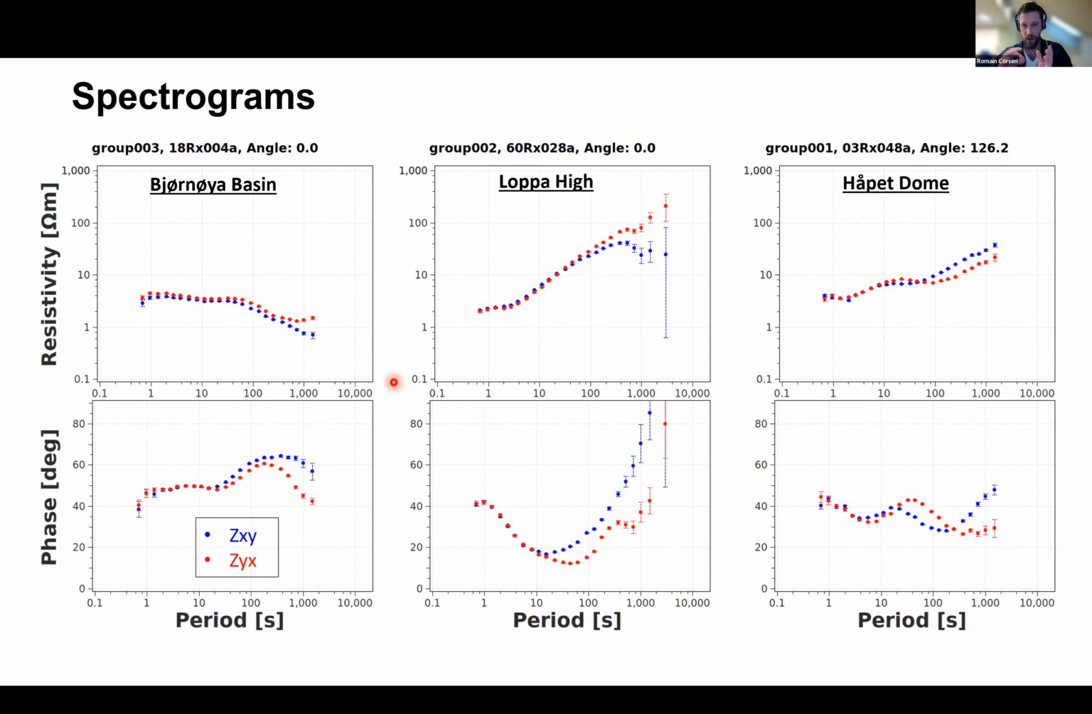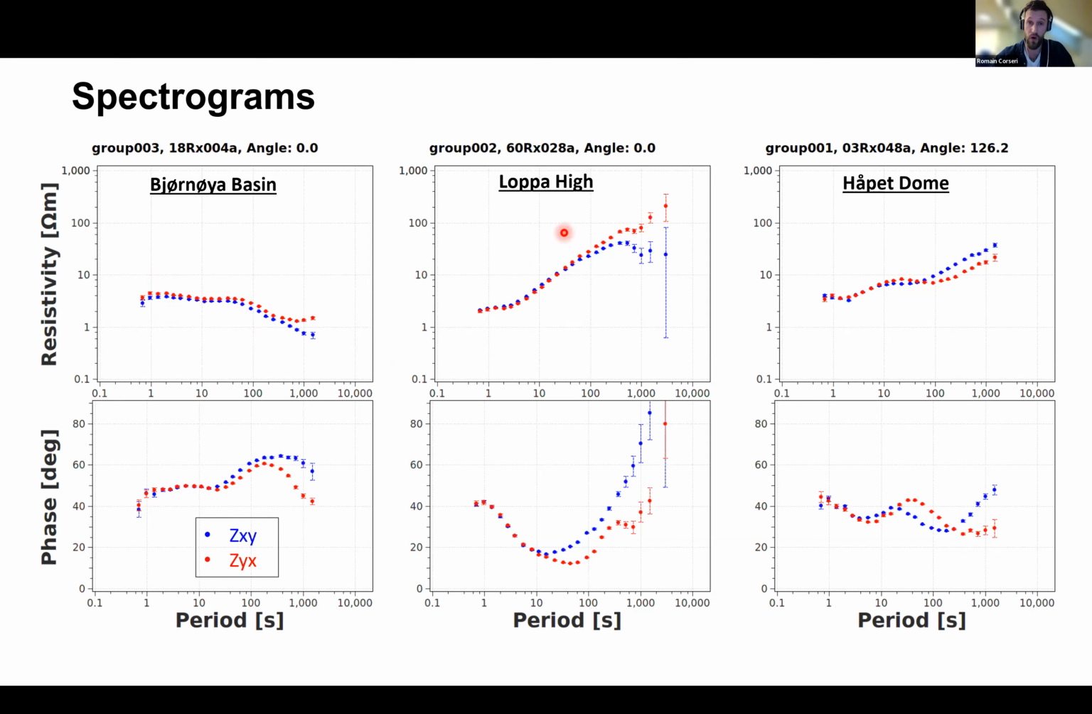To show how the data looks, I picked a few examples that are, I think, quite important. You can see the diversity of the MT response. For example, here on the Bjørnøya basin, which is a very deep sedimentary basin, you can see a descending trend in the apparent resistivity. As you go deeper in the earth, you sense a more conductive earth.